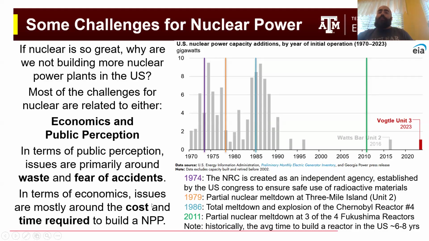And that's mostly just around the cost required to build a new nuclear plant. And so this is a chart that shows the addition of new nuclear capacity by year of initial operation in gigawatts. So from 1970, which is when we started turning on our nuclear power plants, to today, you could see that we have had a nuclear renaissance in this country before.